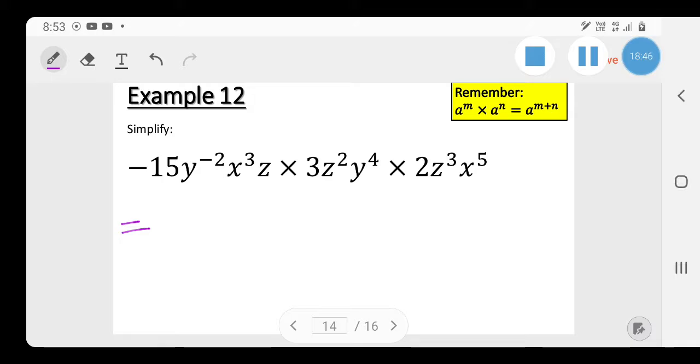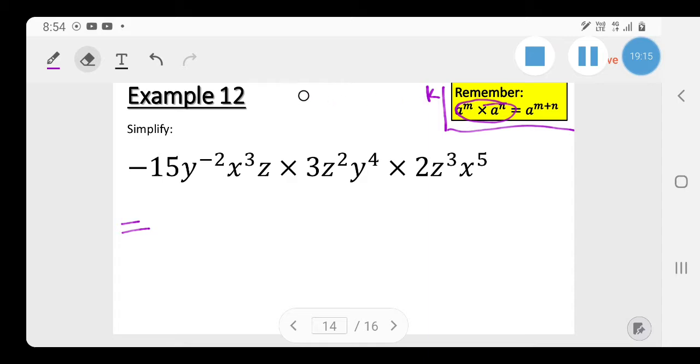So I guess I should clarify that this rule here isn't just limited to 2 bases raised to different powers multiplied together. I could have another rule that says a to the m times a to the n times a to the k equals a to the m plus n plus k. All right?